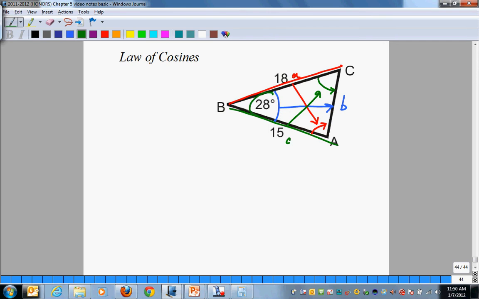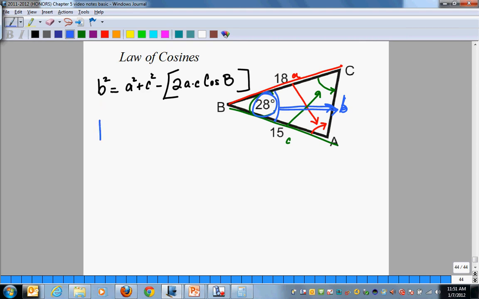Since we have angle B, we're going to start by solving for side B first. So we're going to start with the equation that starts with B. So it's going to be b squared equals a squared plus c squared minus 2 times a times c times the cosine of, oops, it's cosine B. There's your basic equation. Now we're going to plug stuff in.